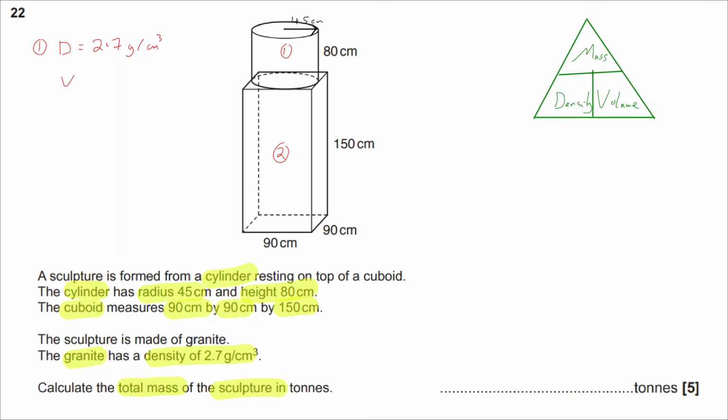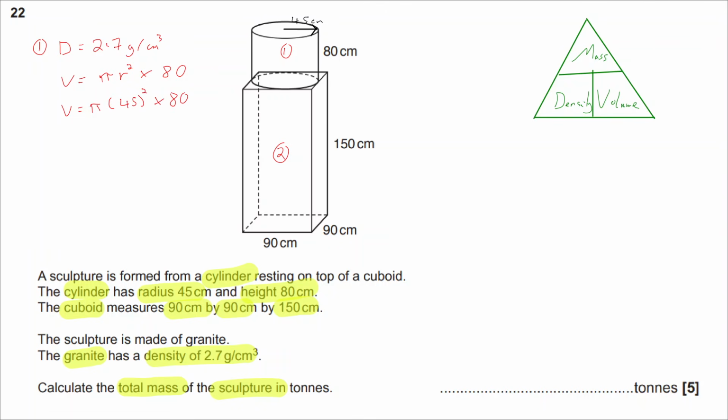We can get the volume, because the volume of a cylinder is the area of the cross section, which is the circle, and you times it by the height. So the volume is going to be the circular face, times the height. The area of a circle is pi times the radius squared, and you times it by the height, because it's a prism, which is 80. So the volume is going to be pi times the radius, which we know is 45, so pi times 45 squared, times 80.